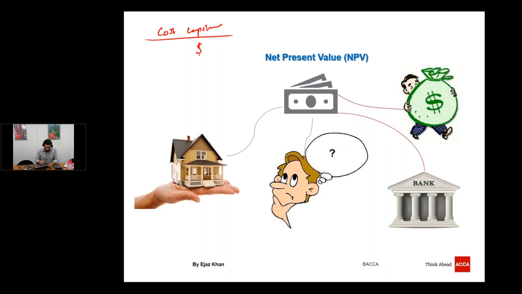Let's say a company is going to borrow a total capital of $100,000. It needs $100,000 of capital for a project. And suppose that 50% of this capital will be raised through issuing shares. So $50,000 will be raised through equity, that is issuing shares. And the rest of the $50,000, which is 50%, will be raised through debts.